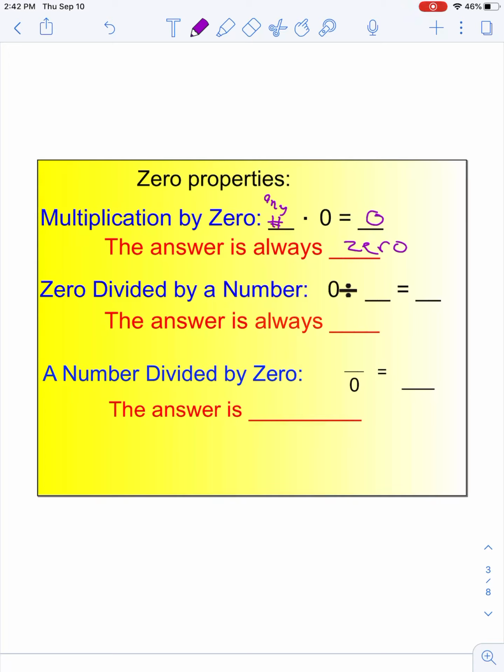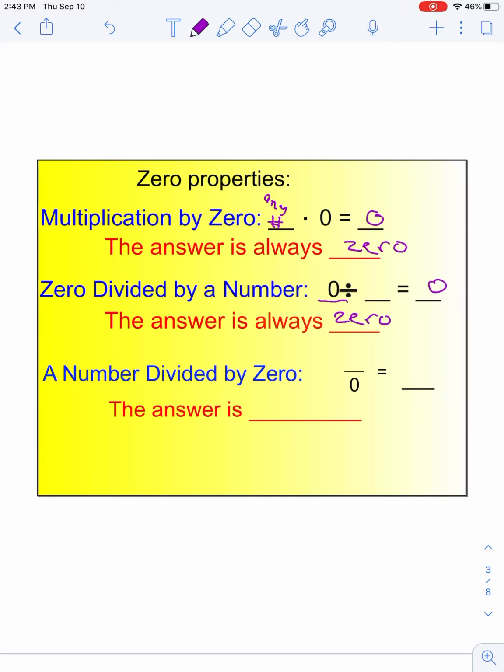If you have 0 divided by a number, so that means the number is second, or the number is on the bottom of the fraction, the answer is still always 0. Seems simple enough, but not if you're dividing by 0. We can't define division by 0.